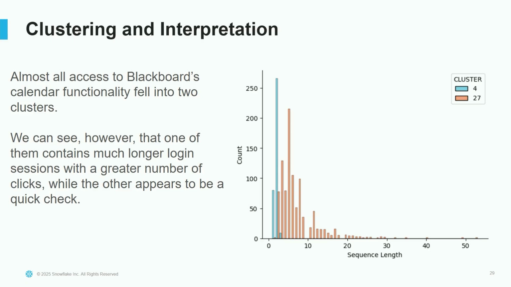And you can see, however, that one of them, cluster 27 in orange, has much longer login sessions with a greater number of clicks. And the other one, cluster 4 in blue, looks like somebody just logged in, checked the calendar, said, oh, yep, I don't have class today. Okay, bye. So it really shows that those clusters and those encodings are learning something real about the data, about those sequences that we've put in.